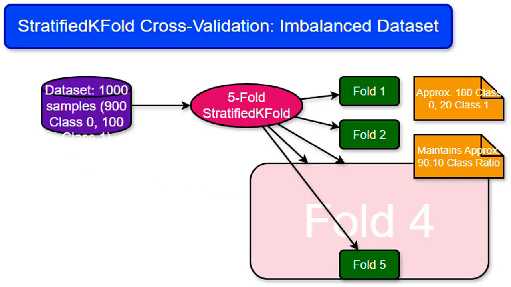Because of the StratifiedKFold technique, I expect each fold to contain roughly 180 samples from class 0 and 20 samples from class 1. This maintains the original 90-to-10 ratio. Think, 90% of 200 is 180, and 10% of 200 is 20.